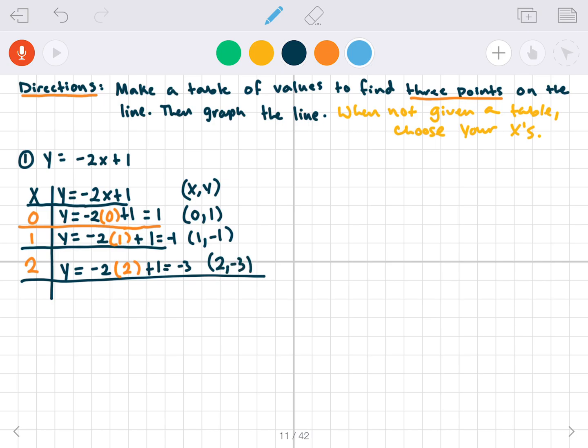So now we just plot all of these points. The first one is 0, 1. So starting at the middle, we don't move in the x direction, we move up 1 in the y direction. Second point is 1, -1. So we go to the right 1, and then we go down 1. And then the third point is to the right 2, so 1, 2, down 3: 1, 2, 3. And then we can connect our dots to make this line.